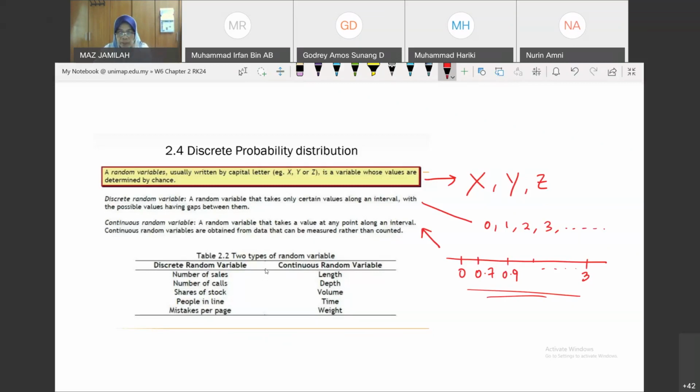Length, it could be 1.7 cm, 1.5 meter. Depth, the same. It can be any value on the interval. Volume also the same. Time can be 1.5 hours, 1.3 hours, and so on and so forth. The same with weight.